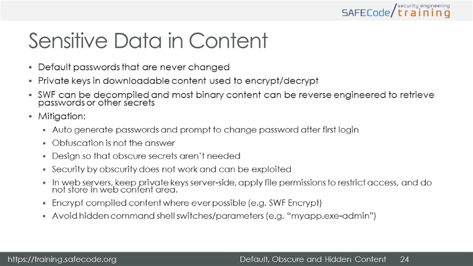Remember, obfuscation is not the answer. Design so that obscure secrets are not needed. Security by obscurity does not work and can be exploited. On web servers, keep private keys server-side. Apply file permissions to restrict access, and do not store anything sensitive in the web content area. Encrypt compiled content whenever possible. This prevents the use of decompilers to acquire source code or execution logic. Do not use command shell switches and parameters if possible.